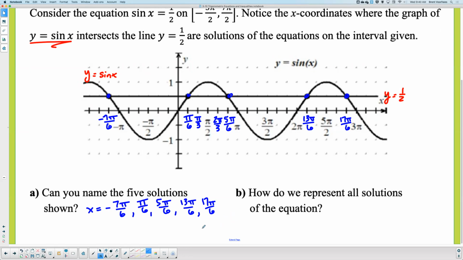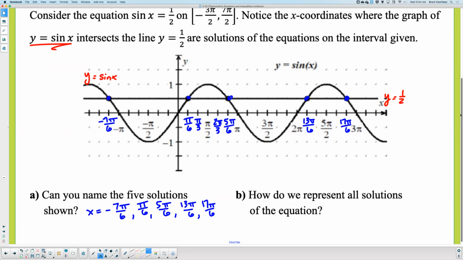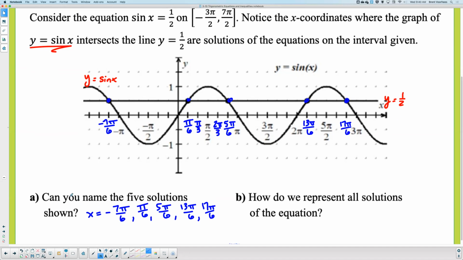Now, something else that's going to be important: if you're listing your answers on a certain interval, you'll only list the ones you see. So this is on the interval from -3 pi over 2 to 7 pi over 2. Let me go back up so you can see that. These are on that interval. All these are the answers on -3 pi over 2 to 7 pi over 2.